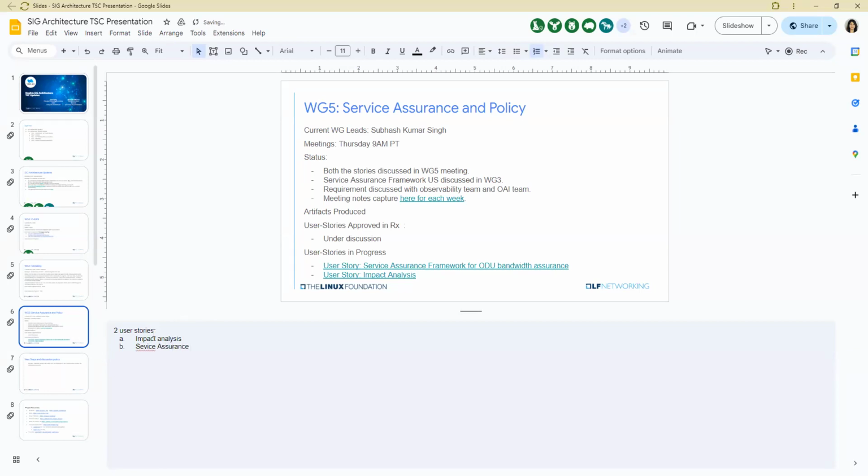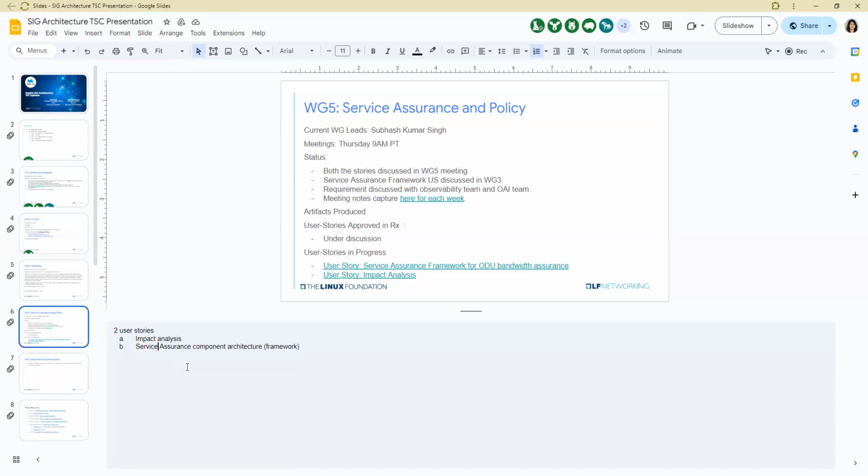And here we are proposing a framework which currently serves the ODU, but in future it can be expanded. Currently we are doing the review of both the user stories. We already discussed in Work Group 3, but of course we are still discussing the feedback.